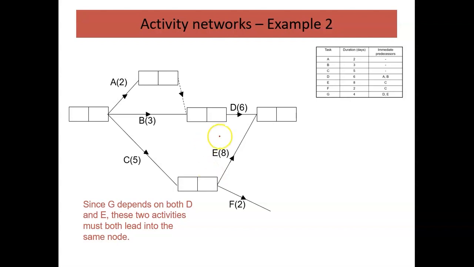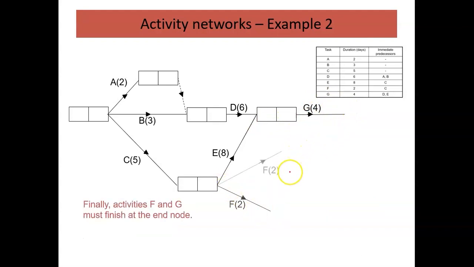And on the face of it, I now just need a G. Well, where does G go? G relies on D and E taking place, so it can come out of there. And I just need to finish it off with a final box. Now, this looks as if it's going the wrong way, so let's draw that again, tidy it up again. And there it is. And I've now completed my activity network.